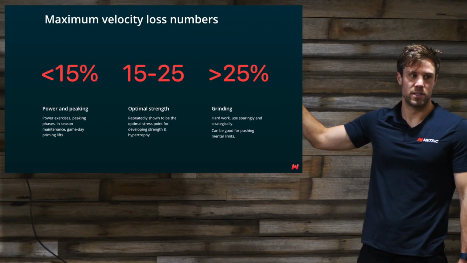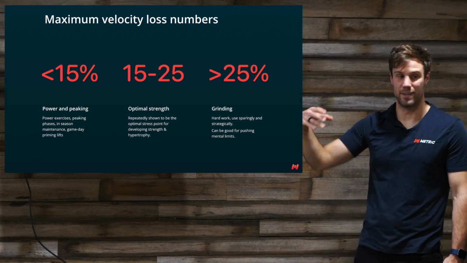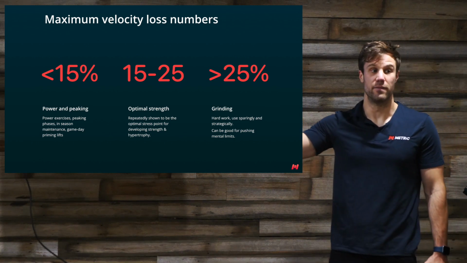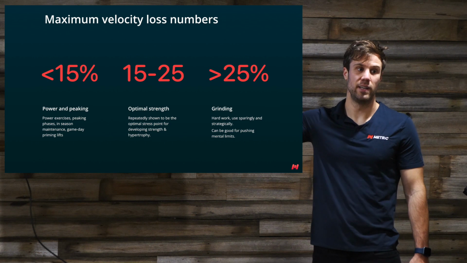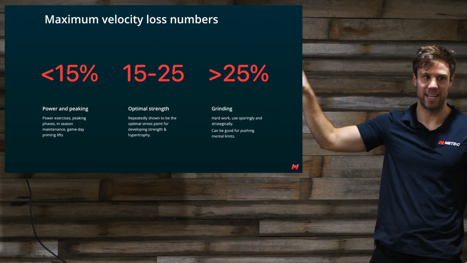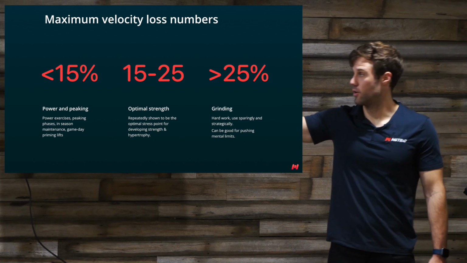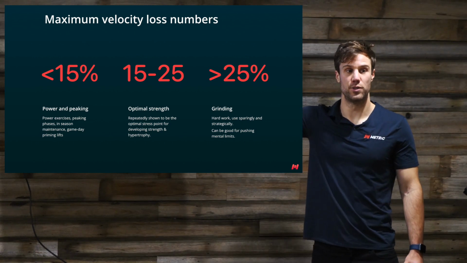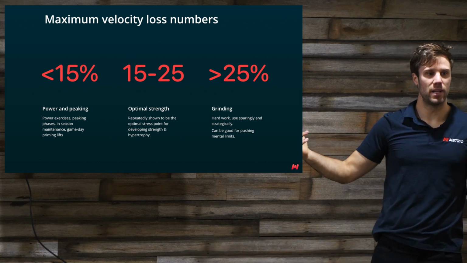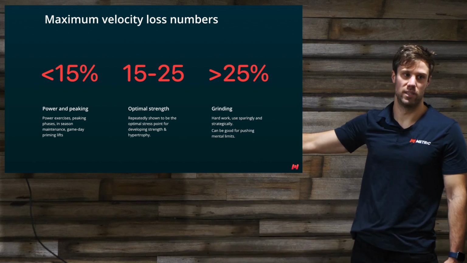These are the target numbers I look at. Under 15%, that's your peaking and power zone. So if you're in a taper situation, in-season game day lifts, under 15% for strength and power lifts. All power training, probably under 15%. 15 to 25 seems to be the optimal range, repeatedly shown in research to be the optimal strength and hypertrophy range. So it's actually better to do this range, but do multiple sets for your hypertrophy work. And then 25% plus, probably even 30% plus, is a gray area between 25 and 30. That's grinding. That's where it's really tough work.